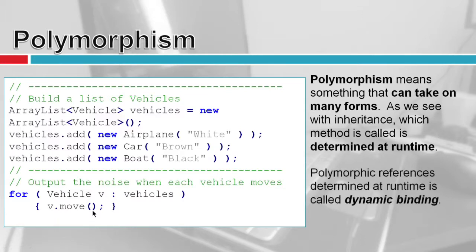So we're going to get into a term called dynamic binding. Polymorphic references determined at runtime is called dynamic binding. Here you can see I'm looping through three different types of vehicles, and it's going to dynamically bind the function. It's probably better to address this with an example.